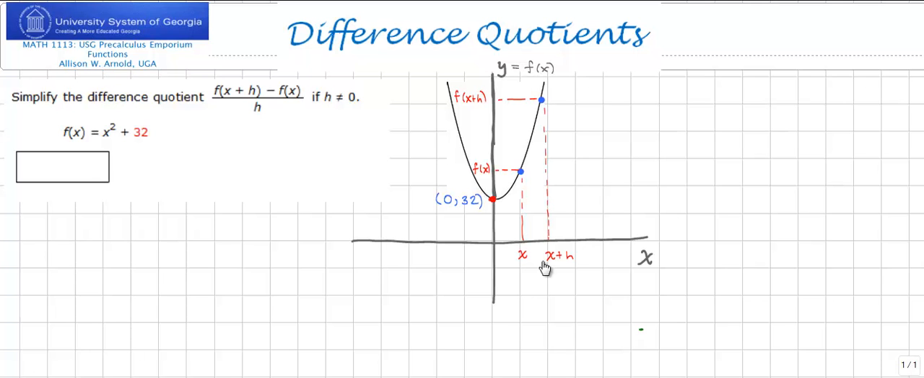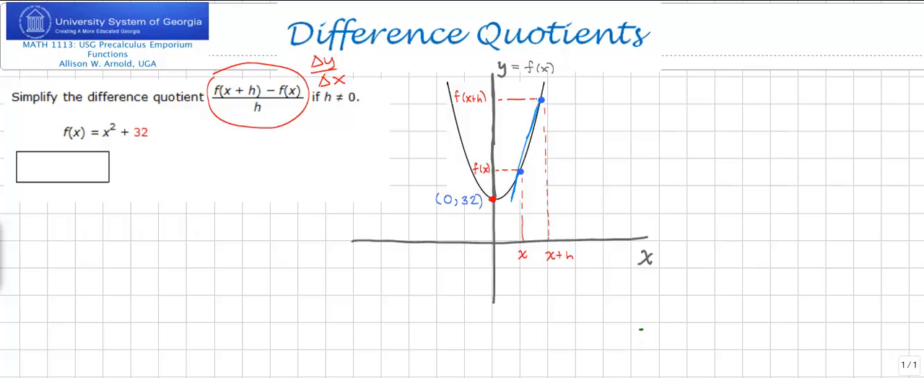Notice in the figure your function is a parabola, x squared plus 32. That's your f of x. And you can see I've labeled the figure with the ordered pairs x, f of x and separately x plus h, f of x plus h. So really what you have in the difference quotient is simply change in y divided by change in x. So it's actually a representative of the slope of the line through the 2 points.